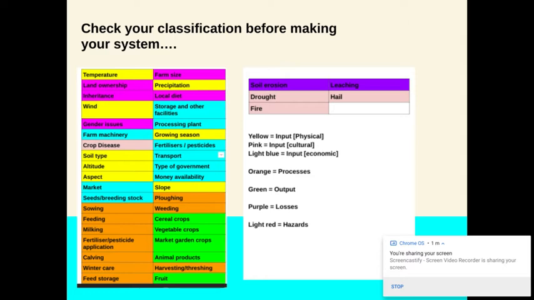You can see though, when you're ready to check this, that the inputs have been classified into physical, cultural, and economic. Then processes are orange, greens are outputs, purples are losses, light red or pink is hazards. So you should be able then to identify which aspects go into which part of the system for farming. So what we need to do is then put those under the different headings. So use that template to do that.